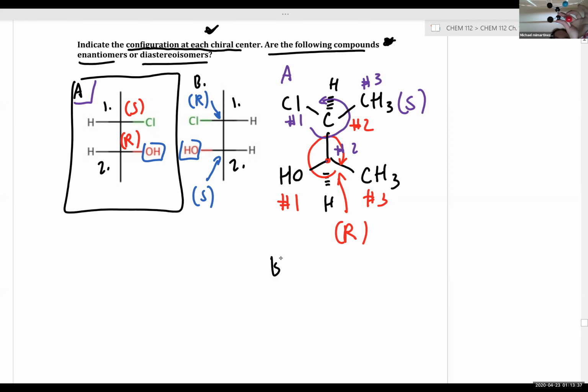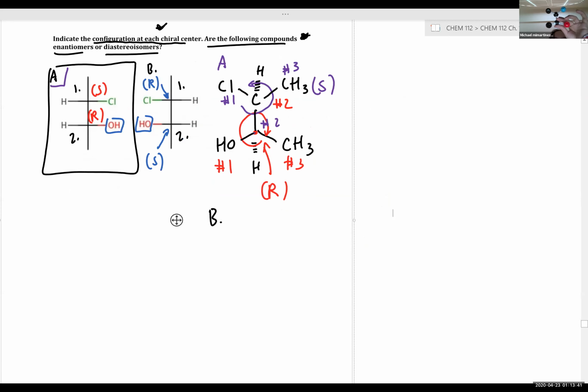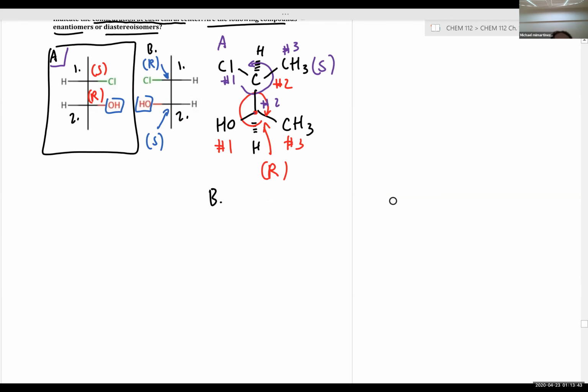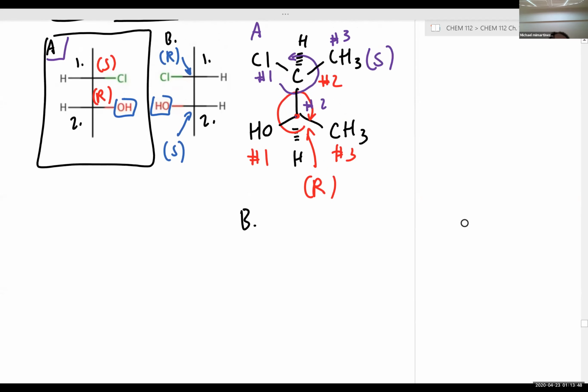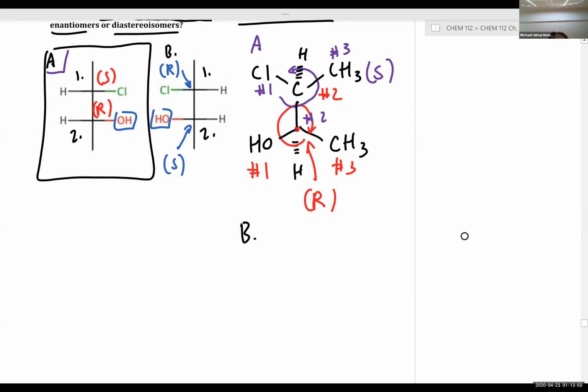So we're going to draw what we see for structure B. That's all we have to do, just drawing what we see. Give me one moment to refocus our view. Okay, so here is structure B. So we have our chlorine on the right, our methyl group on the left. On the bottom, we have our methyl group on the left and our alcohol on the right, and both of our hydrogens are in the back.